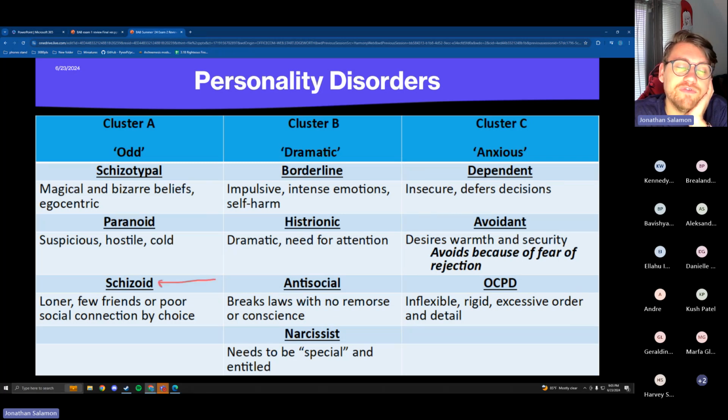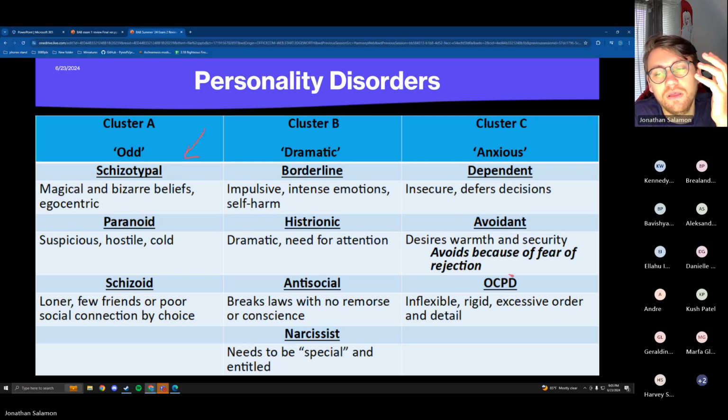You don't have friends. You have no interest in making friends. You don't see why people would want more people in their lives. You're perfectly content keeping to yourself in your home. Avoidant, you are avoiding making friends despite desperately wanting them because you're terrified of rejection. Schizotypal, this is a really eccentric person. Some old lady, it doesn't matter to be an old lady, but like someone who believes in the healing power of crystals and astrology and all that kind of stuff, right?